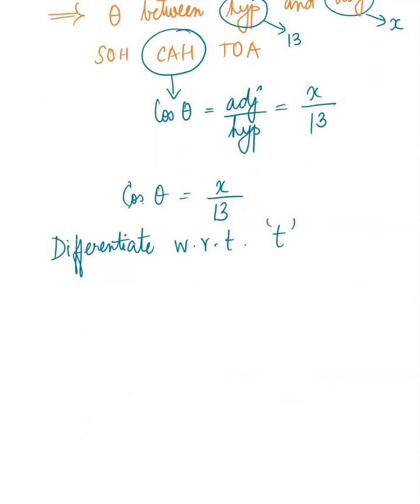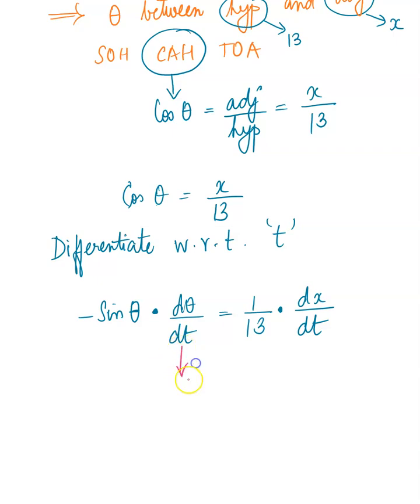So the derivative of cosine is negative sine theta times, remember the chain rule, d theta over dt, and it's x over 13, which is basically 1 over 13 times the derivative of x, which is dx over dt. Again, I insist on this because there is no t in your problem. You have to remember that all the variables are with respect to t. Alright, now we have to find d theta over dt. That information is missing for us.